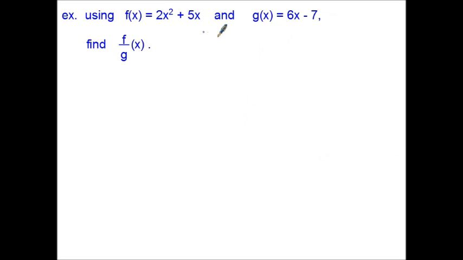Okay, using the same two functions, I want to do f over g, or f divided by g of x, and again, all that means is f of x divided by g of x. So I'm going to skip that step and just cut to the chase here. I've got 2x squared plus 5x. That's going to be my numerator now, and then my denominator will be the other function, 6x minus 7.